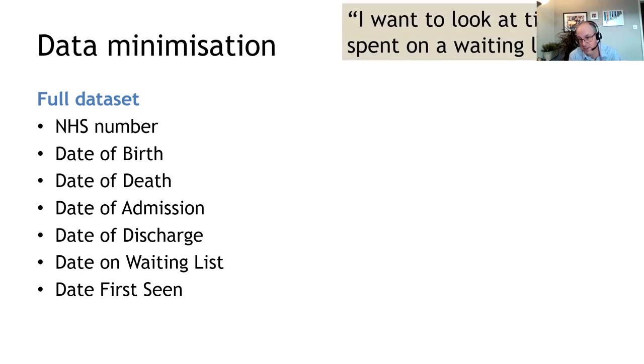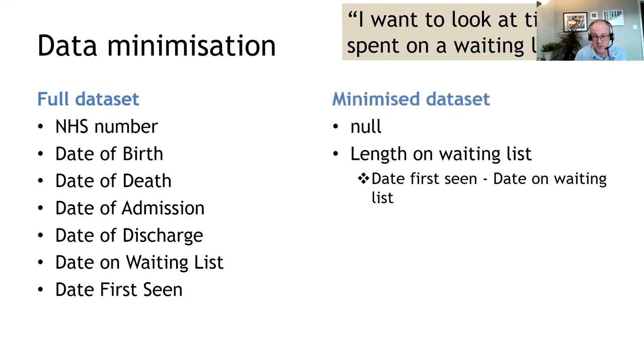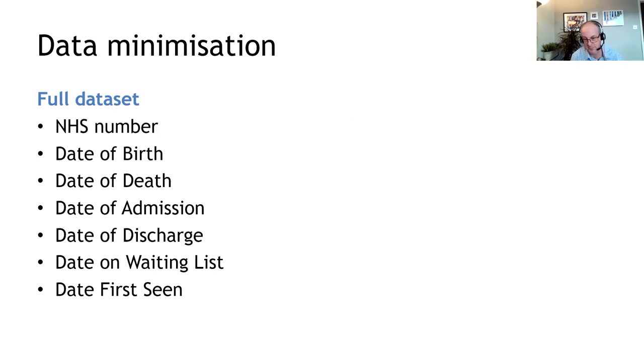Another example: if I want to look at time spent on a waiting list, you would do similar things. I don't need to know who the person is. I need to know the length on the waiting list. That'll be computed from the date first seen versus the date on the waiting list. You can see what's going on. So the people who hold the data in the first place will create that length on waiting list field. That's what goes out to the researcher. And it's another way of protecting anonymity. It's part of the overall anonymity package.